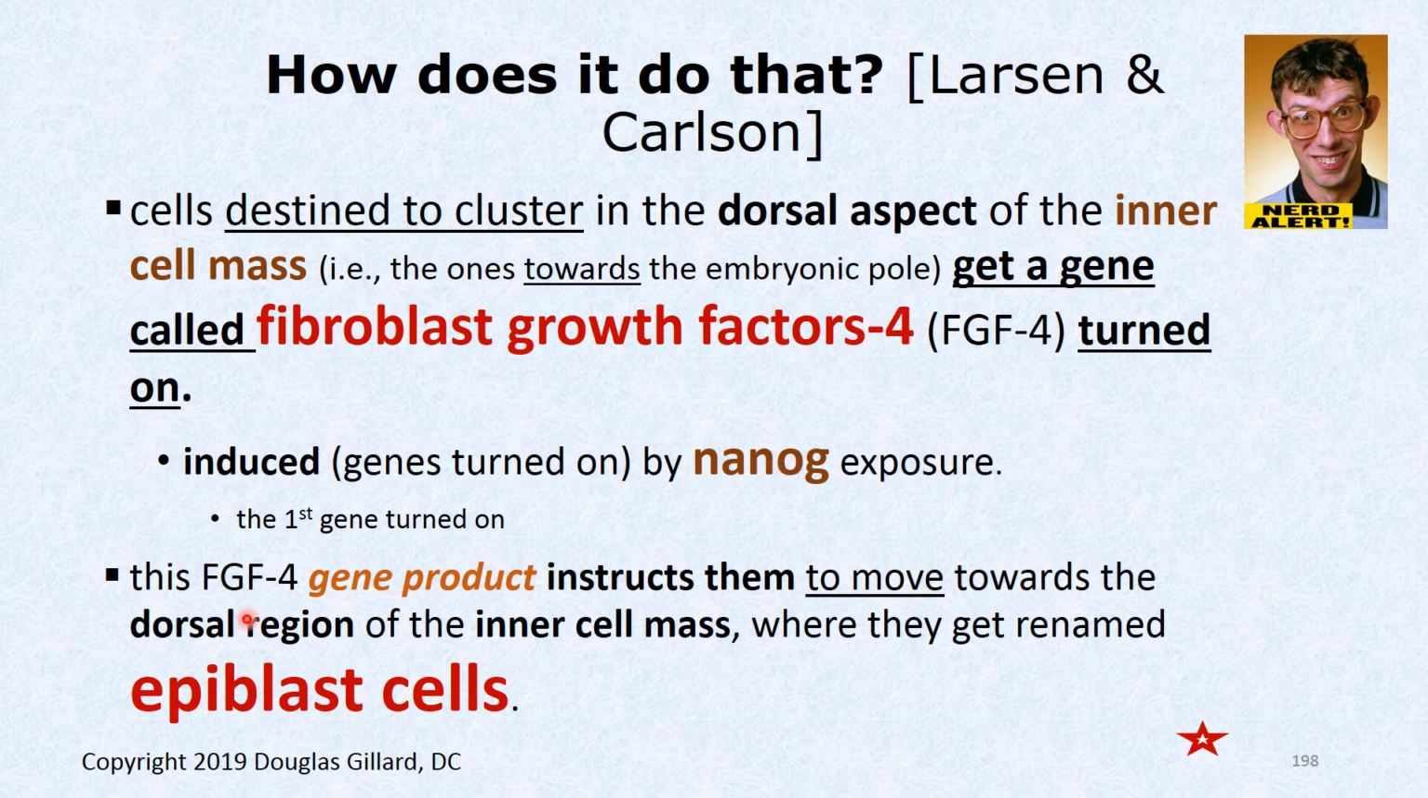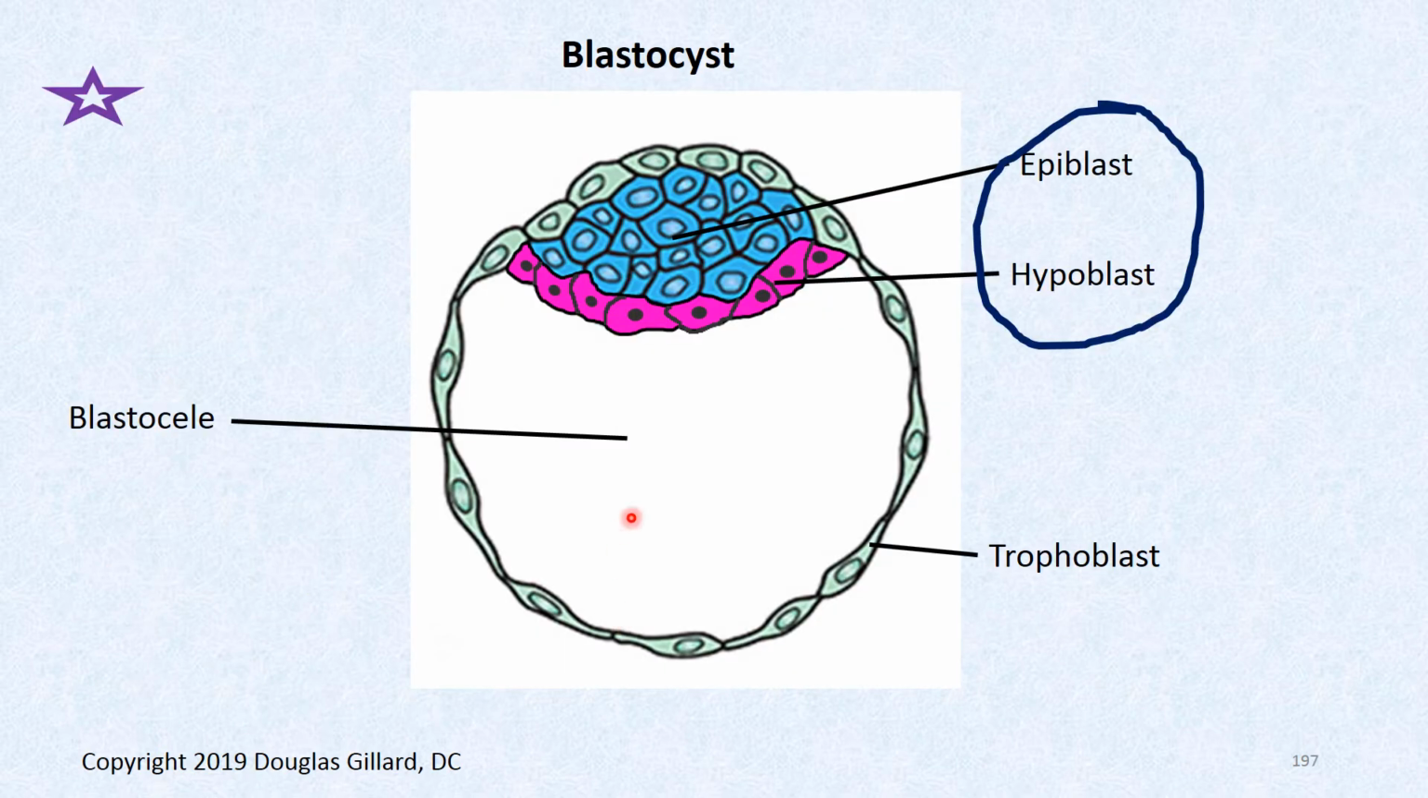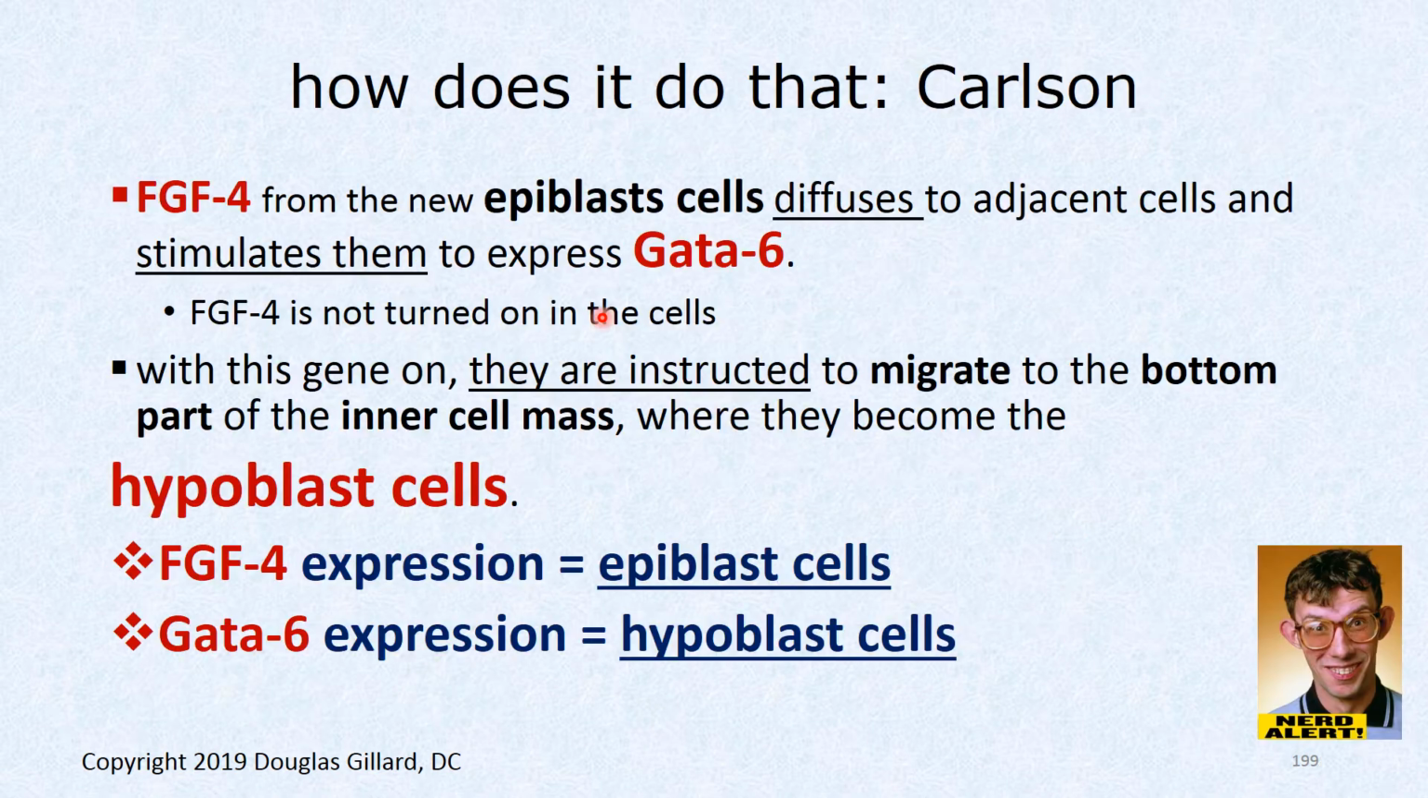And then via mechanisms too complicated to get into, the gene product basically tells the cells to move toward the embryonic pole. And those cells with FGF4 become epiblast cells. So now you're wondering, what about the hypoblast cells? Do they have FGF4? No, they don't. So FGF4 in the new hypoblast cells actually soaks down.